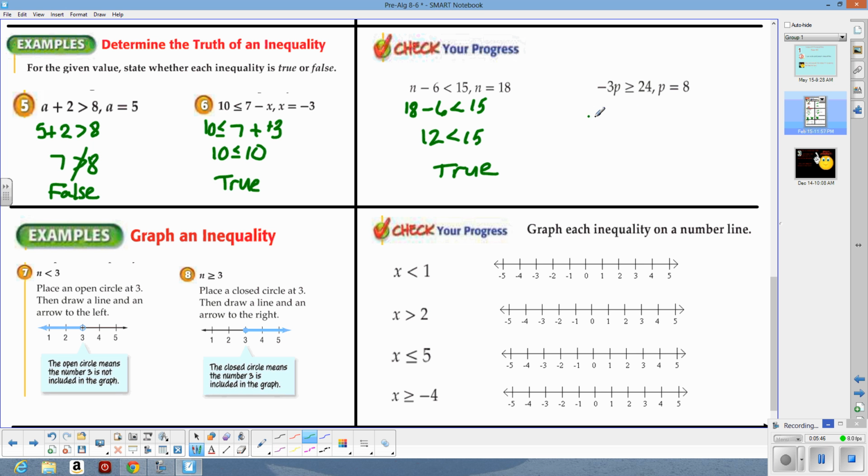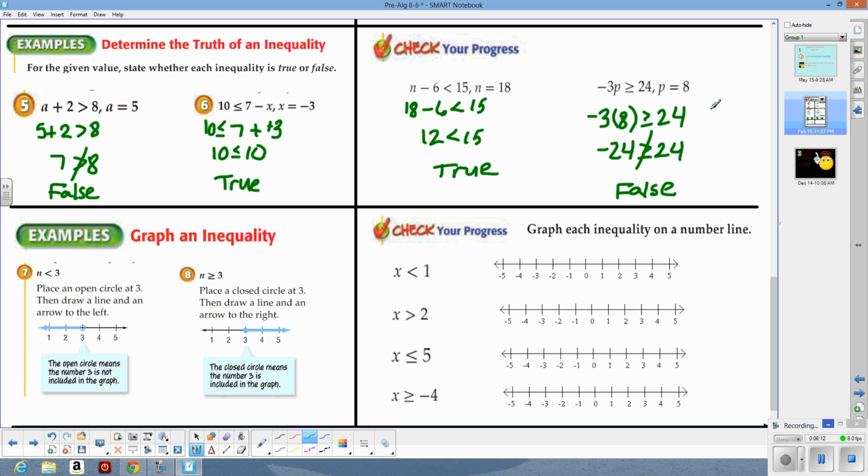The next example, negative 3p, or negative 3 times 8. We want to know if that is greater than or equal to 24. Well, negative 3 times 8 is negative 24. And negative 24 is not greater than or equal to positive 24. Therefore, it is a false statement when p is 8.